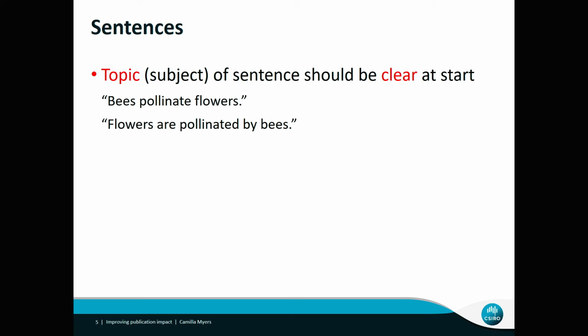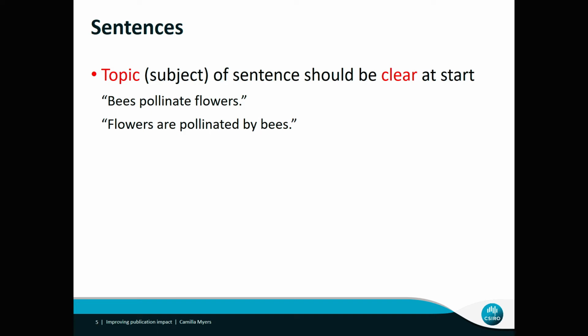So the top one you might expect to find in a paragraph that describes the sorts of things that bees might do. So a zoologist might have written that, writing about bees. In the second case, it's about the flowers and the fact that they are pollinated by bees. So you're likely to find this in a paragraph about flowers. So you can see here that by being really careful about the first word of your sentence, you can really drive the way your readers actually think about that sentence.